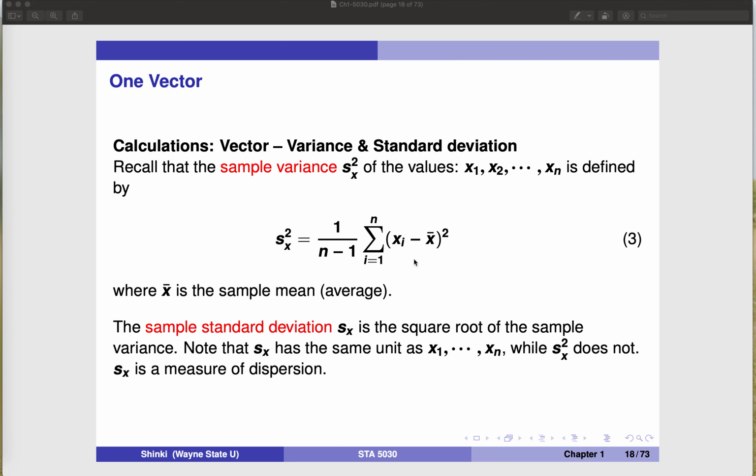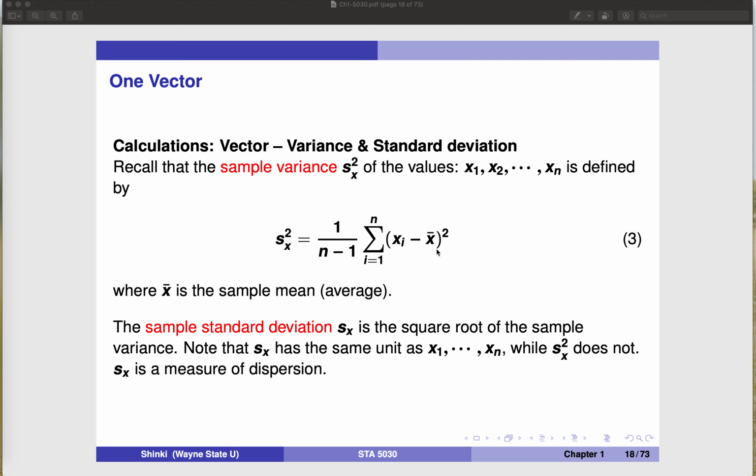So to adjust for that factor, we put n minus 1 in the denominator so that when n is equal to 1, we cannot define the sample variance. It's consistent with the fact that with one observation, we cannot really evaluate the variability of the data.